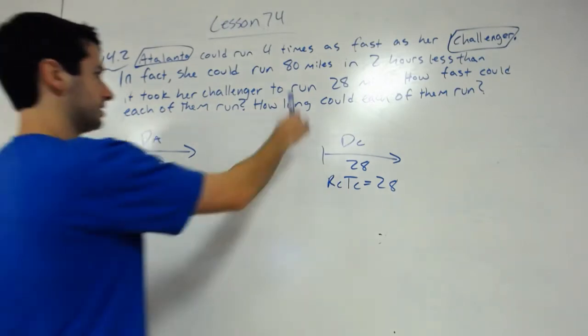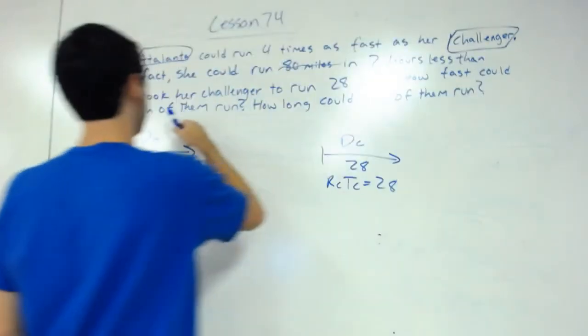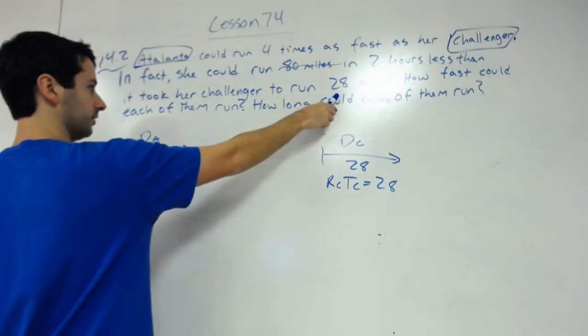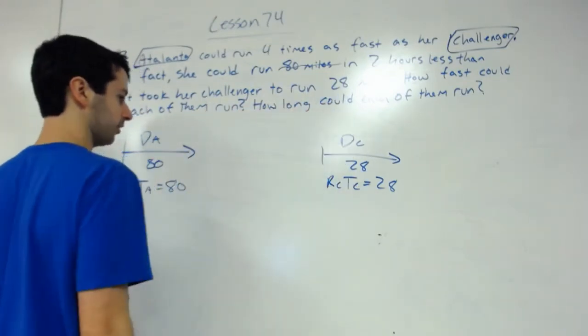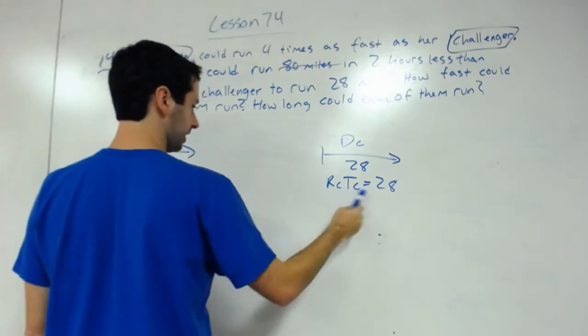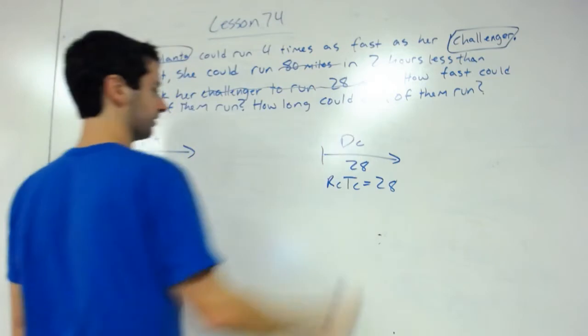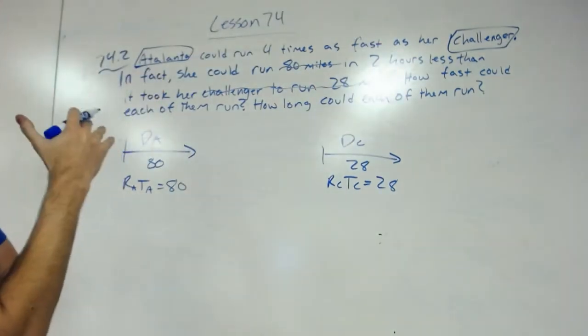Continuing on, we got that little part. In 2 hours less than it took her challenger to run 28 miles. So the challenger ran 28 miles for her distance. Rate and time of challenger equals 28. So we can cross that portion out. Now we can reread and see what else it gives us.